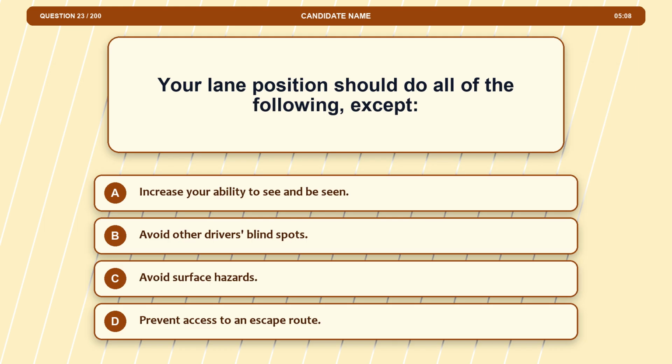Question 23. Your lane position should do all of the following, except Option A, increase your ability to see and be seen. Option B, avoid other drivers' blind spots. Option C, avoid surface hazards. Option D, prevent access to an escape route.